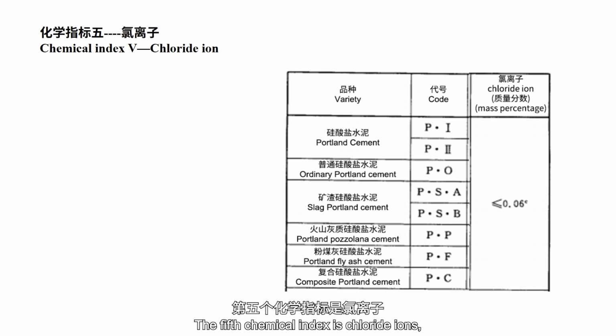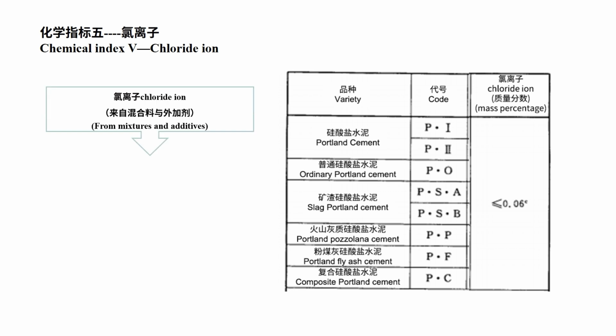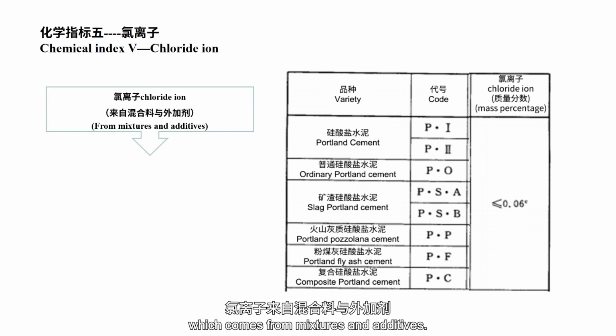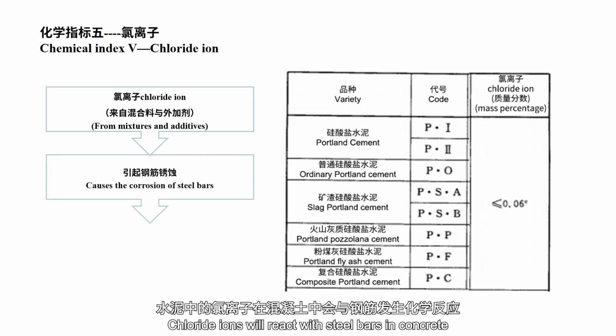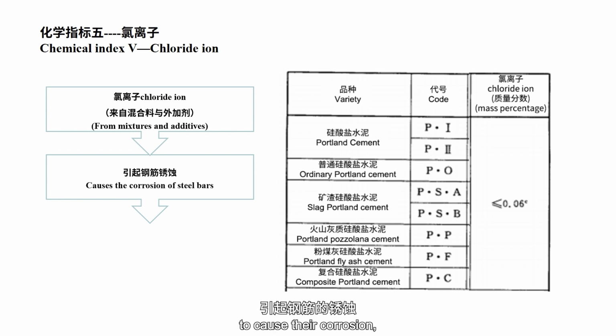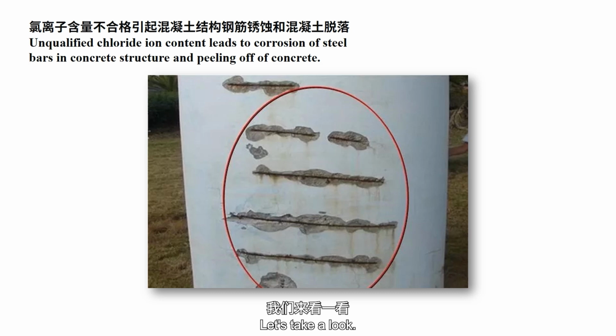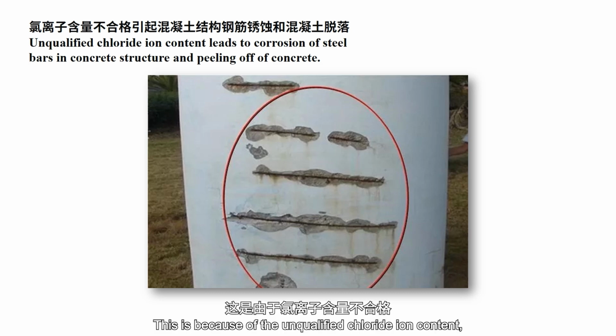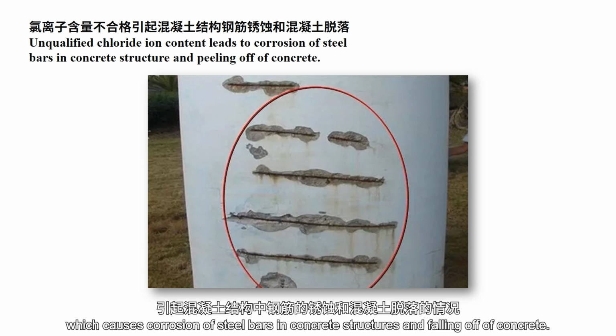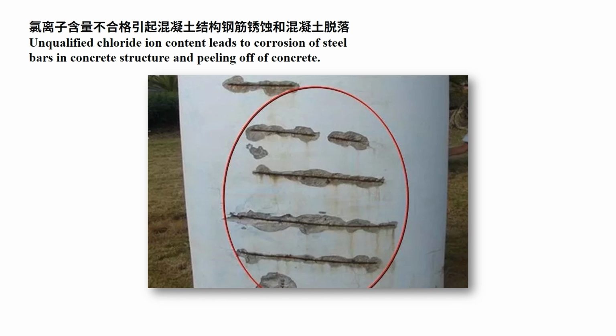The fifth chemical index is chloride ions, which comes from mixtures and additives. Chloride ions will react with steel bars in concrete to cause their corrosion, and the volume expansion of steel bars after corrosion will lead to damage to concrete. Let's take a look. This is because of the unqualified chloride ion content, which causes corrosion of steel bars in concrete structures and falling off of concrete.